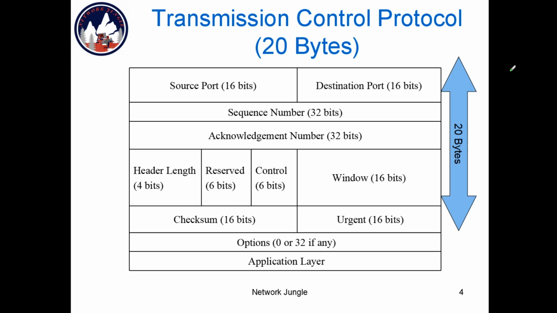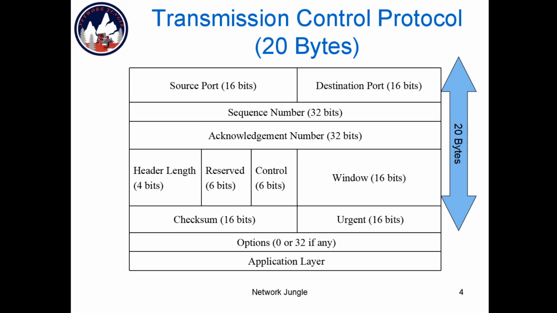The first portion is the source port. The size is 16 bits. It is used to identify the source application by port number. The next portion is the destination port. It is also used to identify the destination application by port number.